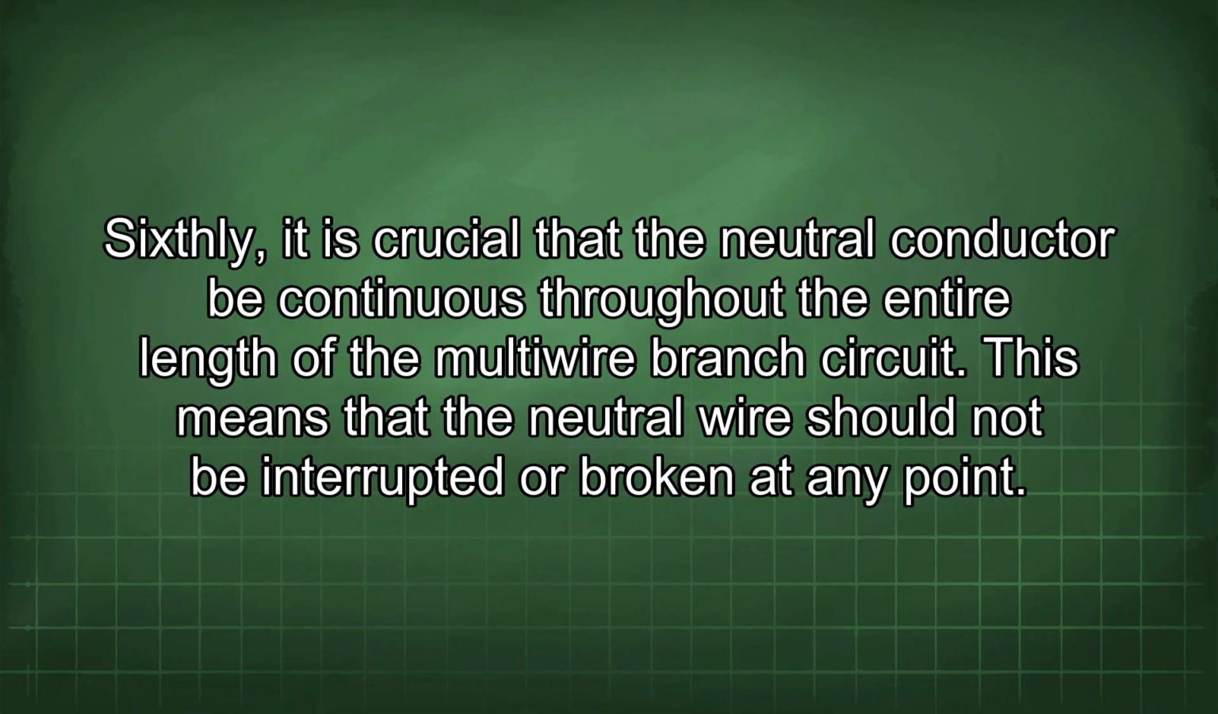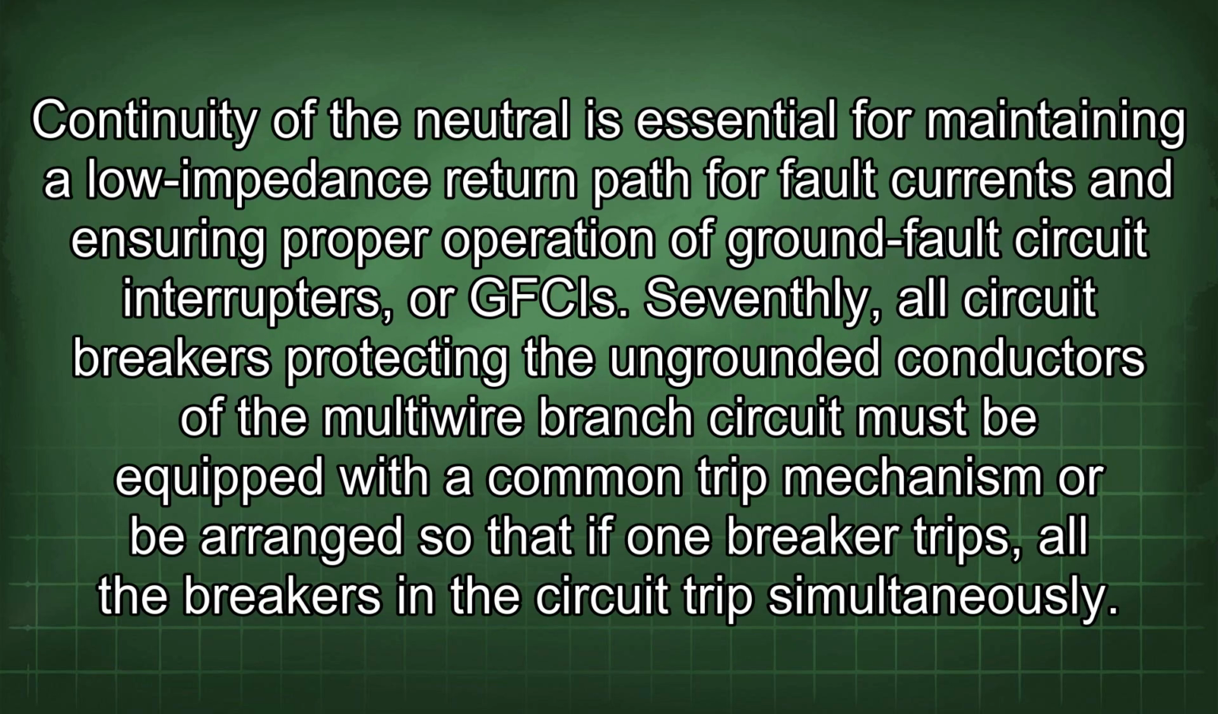Sixthly, it is crucial that the neutral conductor be continuous throughout the entire length of the multi-wire branch circuit. This means that the neutral wire should not be interrupted or broken at any point. Continuity of the neutral is essential for maintaining a low impedance return path for fault currents and ensuring proper operation of ground fault circuit interrupters, or GFCIs.